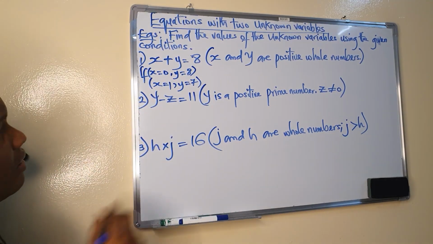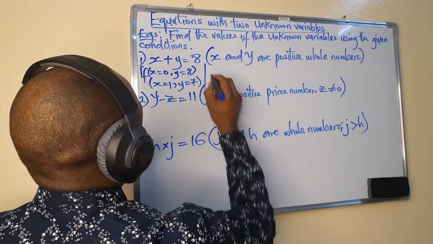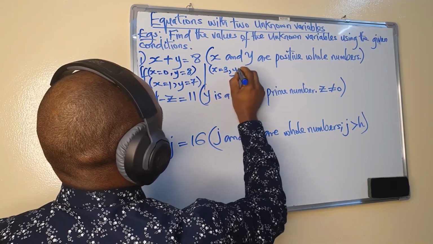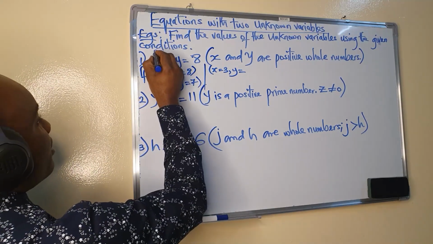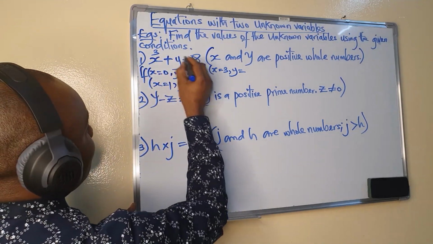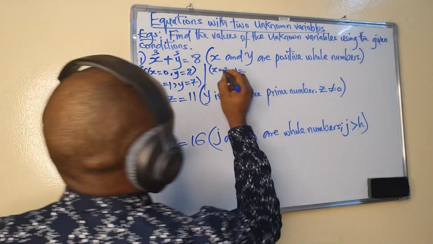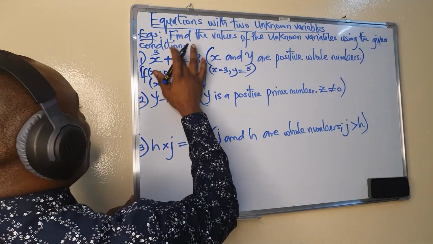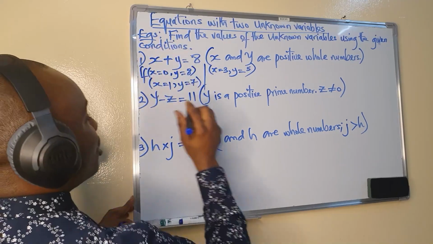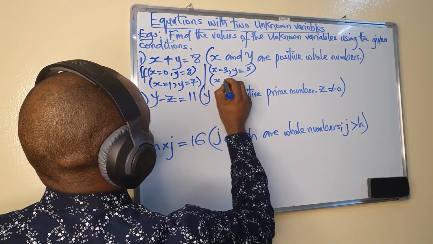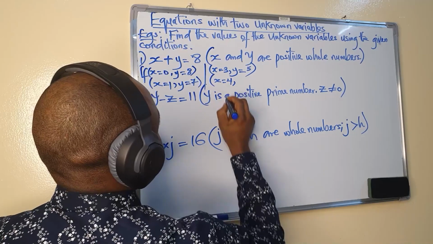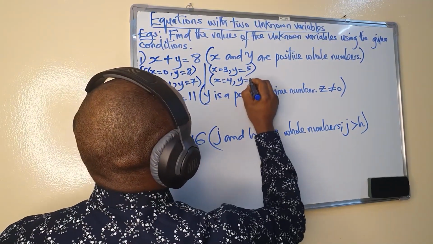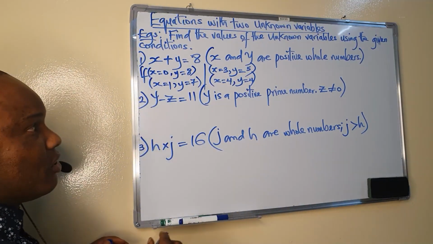Is that all? Let's see, there are more answers. What if x becomes 3? What happens to y in that case? If x becomes 3, for us to get the answer 8, y is going to be 5. So when x is 3, y is 5. We are done. Easy. What about a situation whereby x becomes 4? You notice that 4 plus 4 is 8. So when x is 4, y will also be 4. Done also. But that's not all.